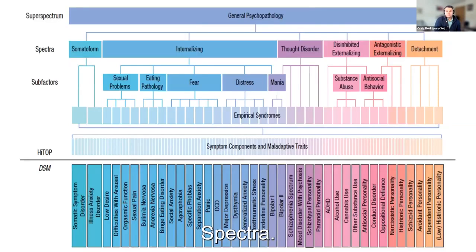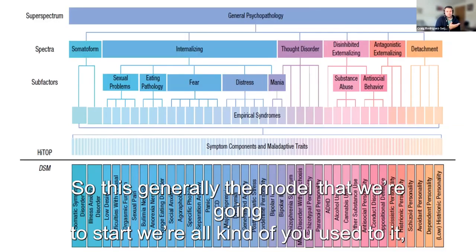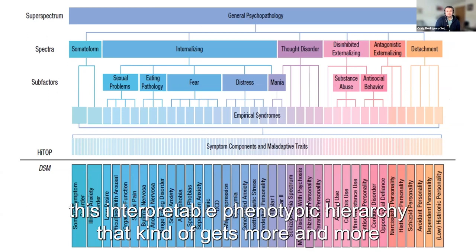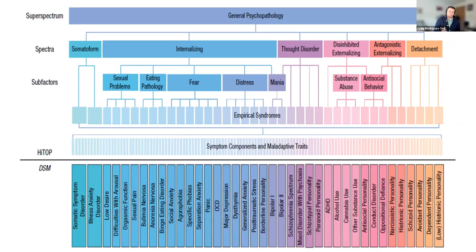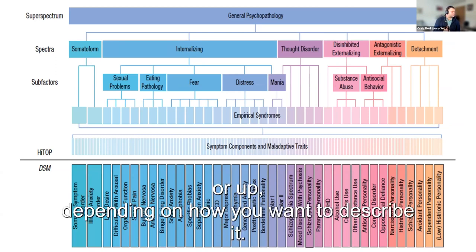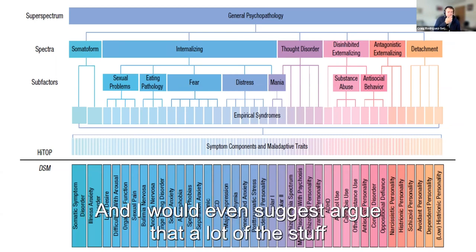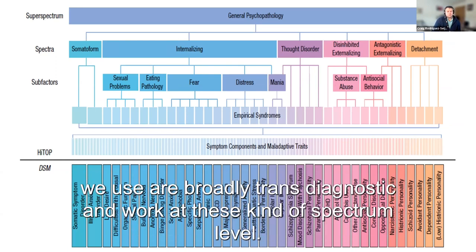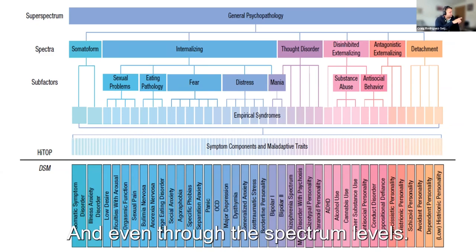Okay. So this is generally the model we're going to start with. We're all used to it. The idea is this interpretable phenotypic hierarchy that gets greater and greater resolution as we go down the chain, or up, depending on how you want to describe it. And I would even argue, as Stephanie and Chris have talked about, that a lot of the interventions we use are broadly transdiagnostic and work at the spectral level and even the pseudo-spectrum level.